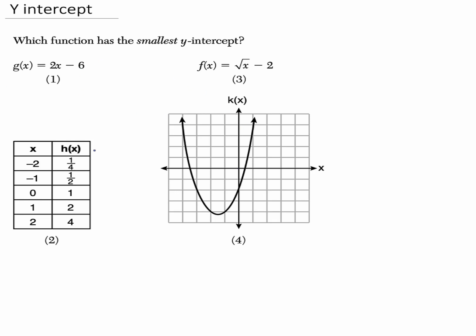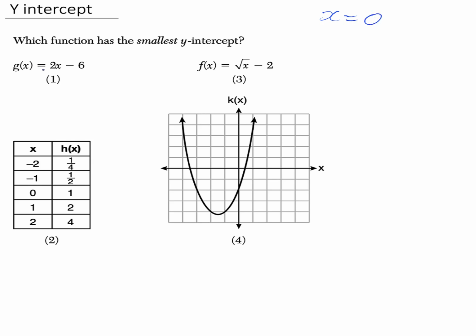Today we're going to be identifying the y-intercept given a function, given a table, and given a graph. So we have three types of functions here. One looks like an equation, one is a table, and one is a graph. Now, how do you find your y-intercept? Basically, if you want to calculate it, you can always find your y-intercept when x equals 0.